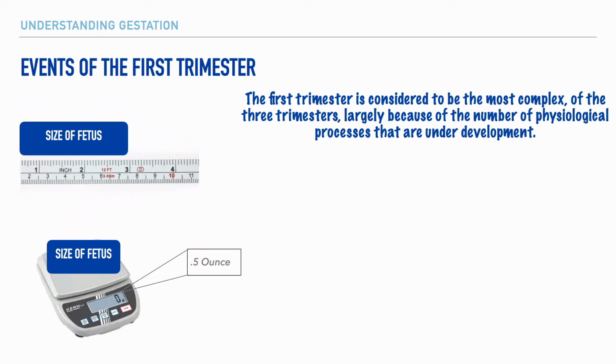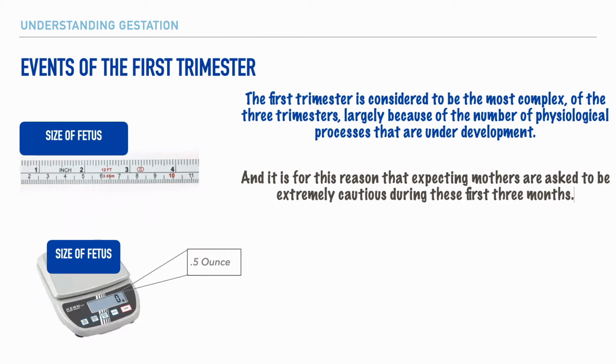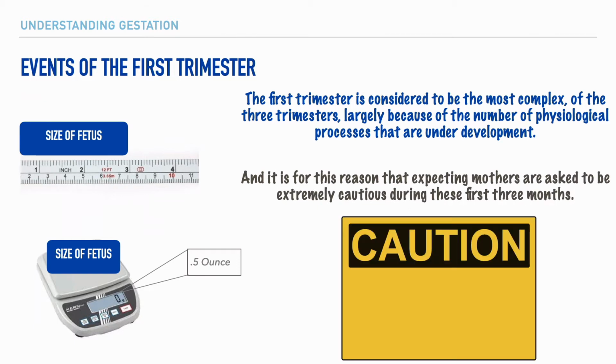So with this in mind, it makes sense why expectant mothers are asked to take a great deal of caution, doing things such as avoiding strenuous exercise, avoiding certain medications, being cautious of overheating, avoiding heavy lifting, and limiting caffeine intake, just to name a few. The reason is because these things may adversely impact the pregnancy.